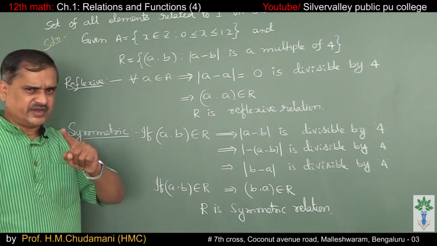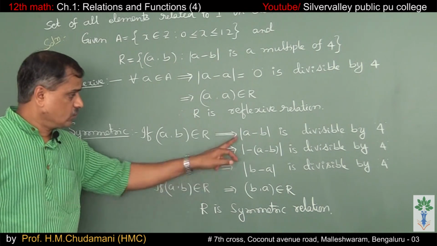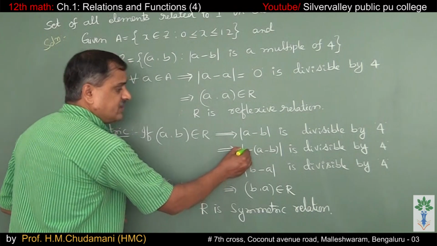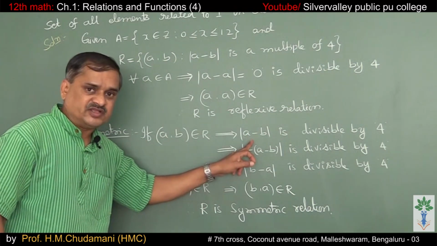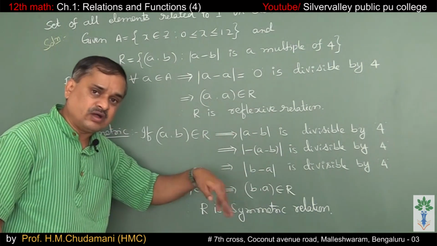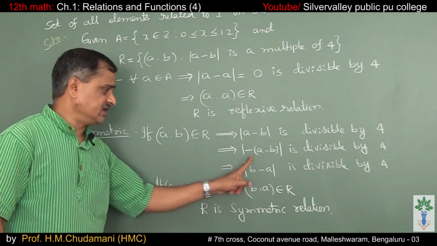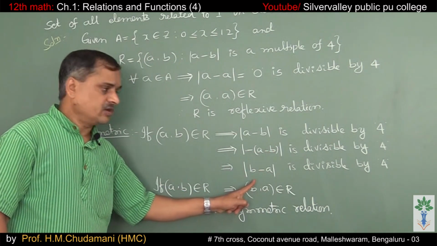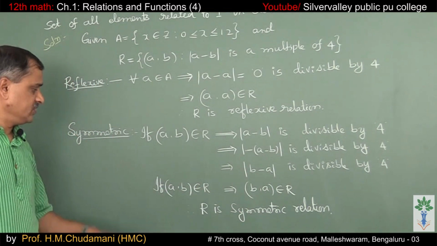If 2 divides 4, it means 2 divides minus 4 also. So, modulus of minus of (a minus b) is divisible by 4. 4 divides a minus b means 4 divides minus of (a minus b) also. Remove the bracket, I mean multiply with the negative sign: minus of minus a plus b, that is b minus a. Modulus of b minus a is divisible by 4.